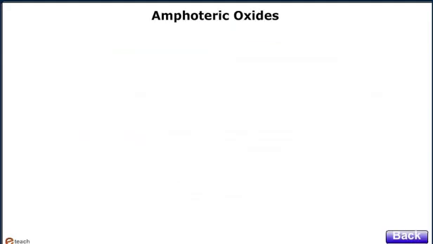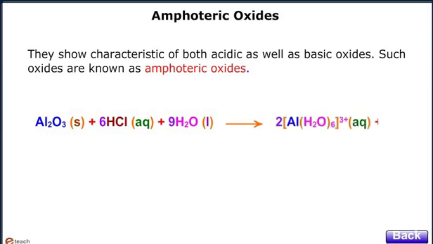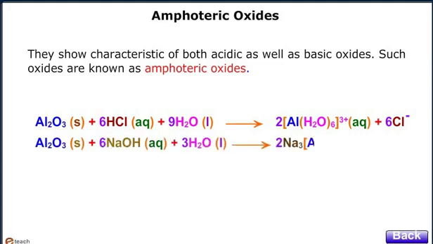Amphoteric oxide. They show characteristics of both acidic as well as basic oxides. Such oxides are known as amphoteric oxide. Consider the reaction Al2O3 plus 6HCl plus 9H2O gives 2[Al(H2O)6]3+ plus 6Cl-, and also the reaction Al2O3 plus 6NaOH plus 3H2O gives 2Na3[Al(OH)6].